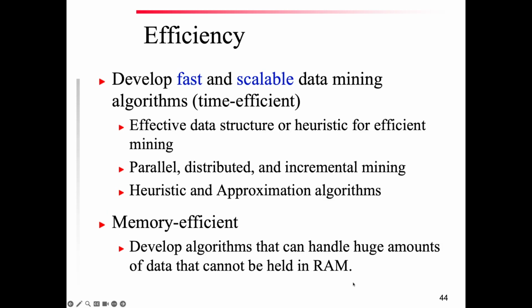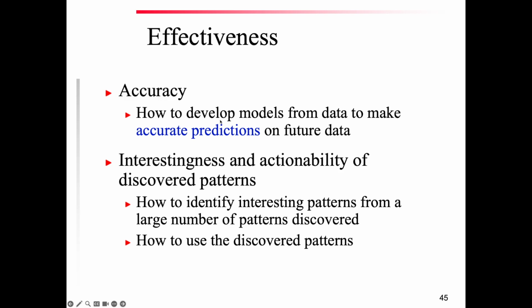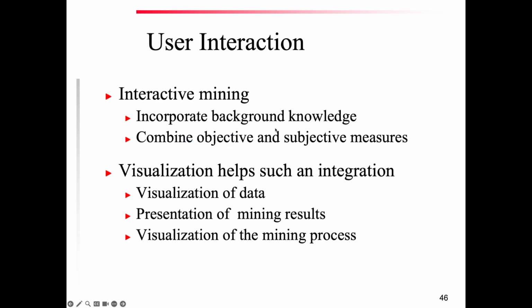So efficiency is about developing fast and scalable data mining. Efficiency is all about the speed. For example, you have a data mining algorithm and you want to see how fast it is. And effectiveness is all about the accuracy. So how to develop a model from your data to make accurate predictions. The third issue under effectiveness is how to present data mining results in an effective way.